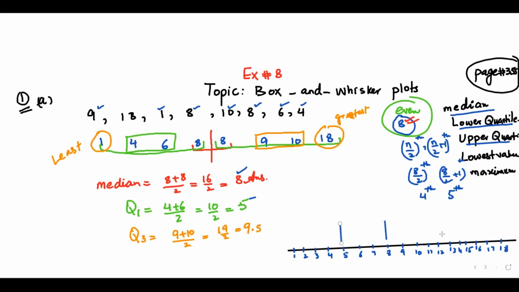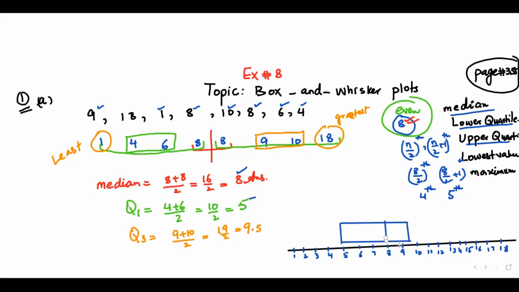Then what is your Q3? 9.5. It is coming between 10 and 11. It is here, 9.5. Fine. Now you have to draw a box around it. Isn't 9.5 between 9 and 10? Oh, sorry. It is 9 and 10 here. Let me draw it again. 9.5 is here. Fine. Now you have to complete a box over there. It is a box.